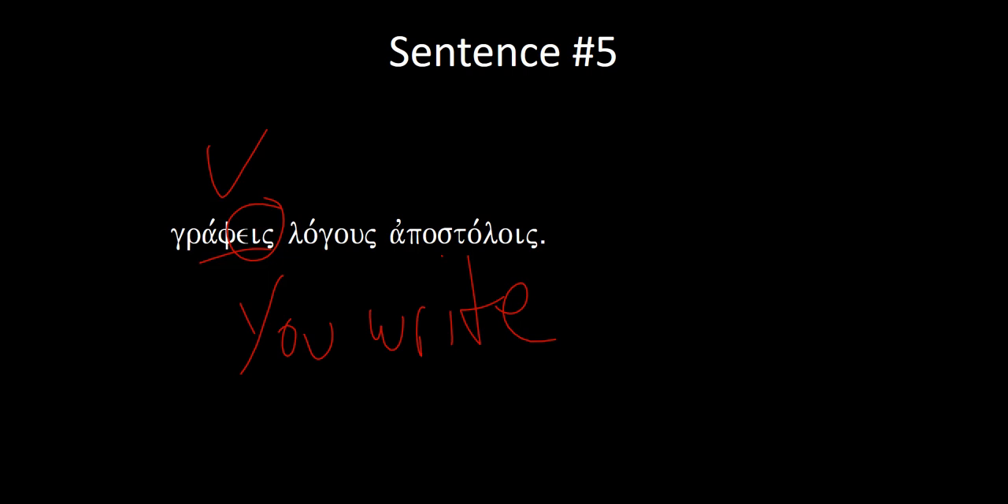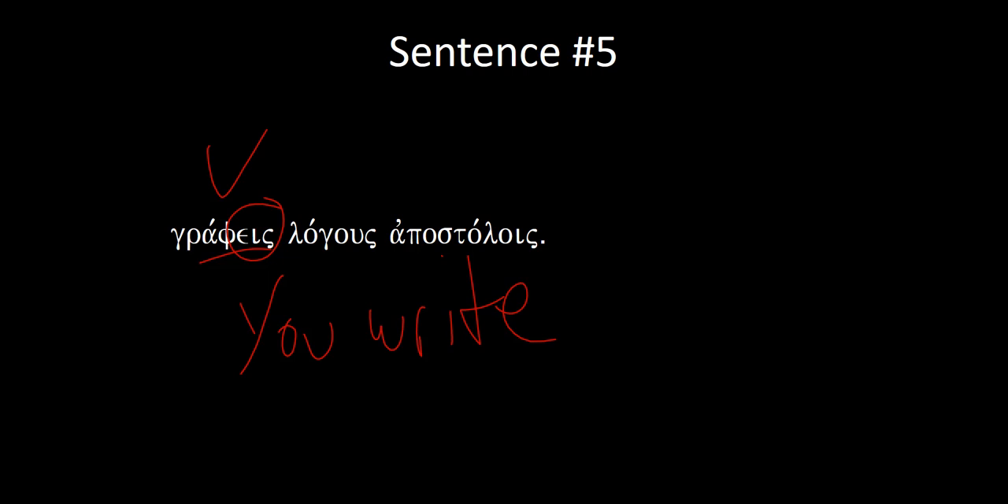Another example, graphes, logos, apostolos. So number one, find a verb. Which of these has verb endings? That's graphes, the ace ending. By itself, it means you write. Number two, let's try to find a nominative subject, but wait a second. I told you a moment ago that when you have a second person verb, a "you" verb, you're not usually going to have a nominative subject. Let's just check just in case. Logos, no, that's not nominative. Apostolos, no, that's not nominative either. So we don't have a specific subject except the one that's in the verb.